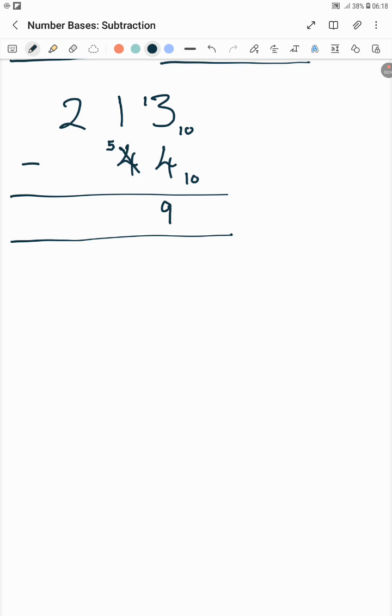Here you say 1 minus 5, you have to borrow again, and this one becomes 11. And here you're going to have 6. And here you say 2 minus 1, you're going to have 1. And your answer is 169.